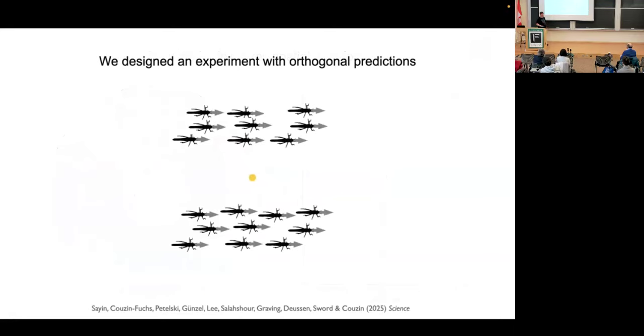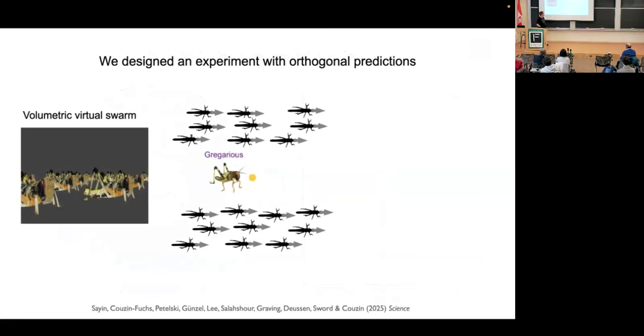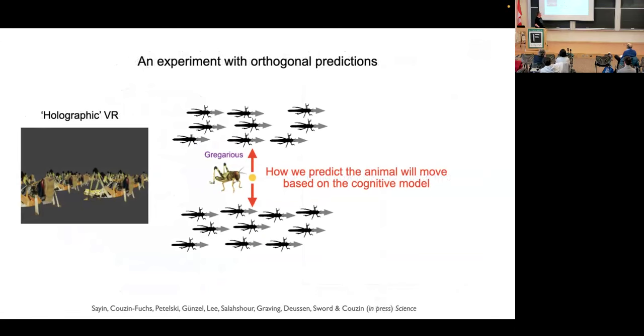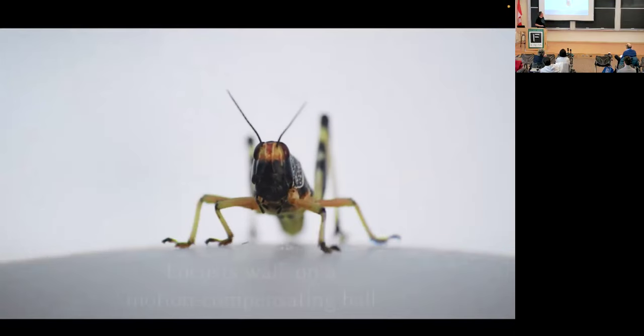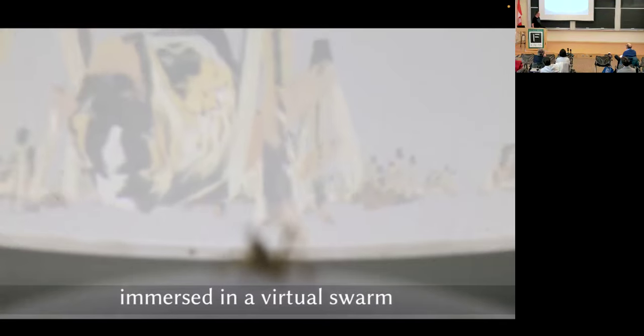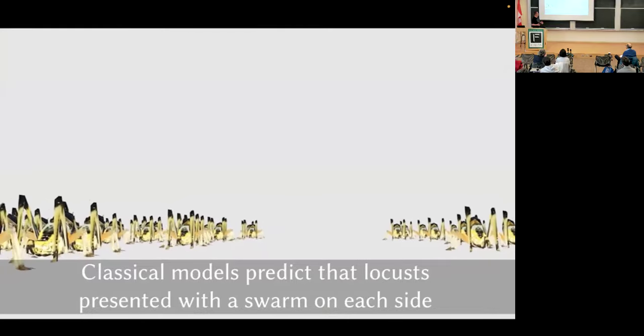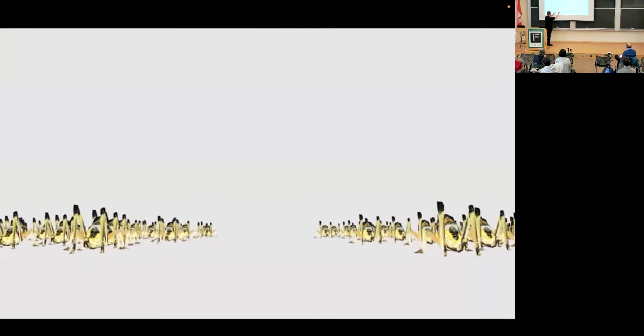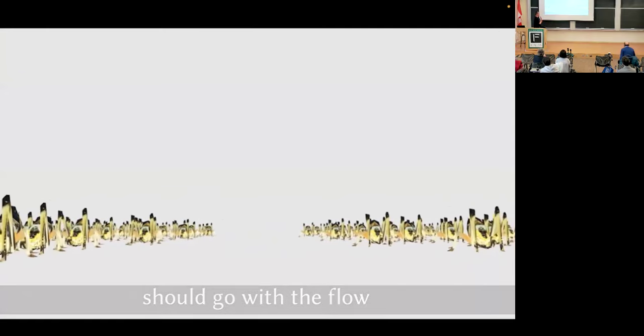And we could, among other things, design an experiment with orthogonal predictions where the classic models of collective motion, like the Couzin model, the V-shaped model, optic flow models, would all predict that the animal should just go with the flow. If you've got a swarm on one side and a swarm on the other side going in the same direction. But the ring attractor model actually predicts the animals will move orthogonal to that and then only align when they're within the group. And so we have two differing predictions, which we can then test within this virtual environment. Again, it's going to not be exactly how the locusts see it, but they have two swarms and they're in the middle. And we can ask which direction do they go.